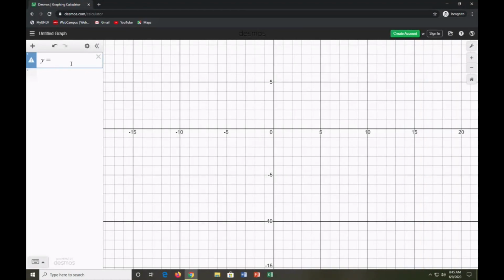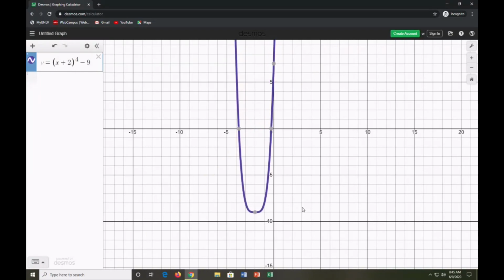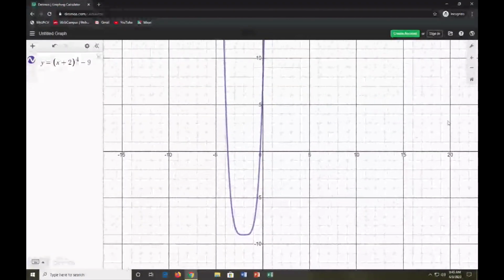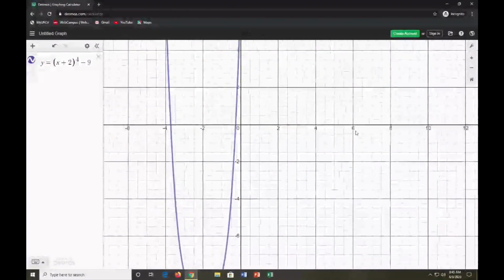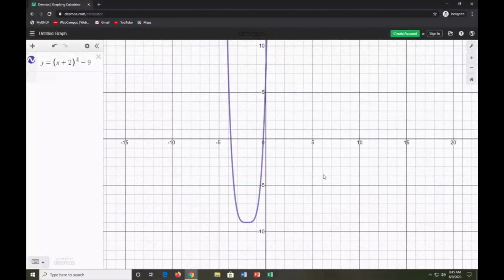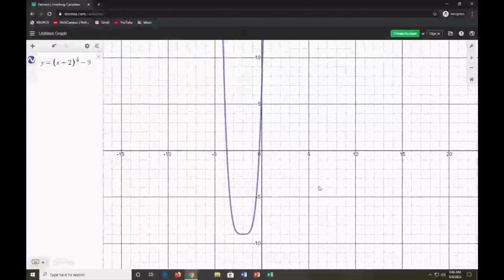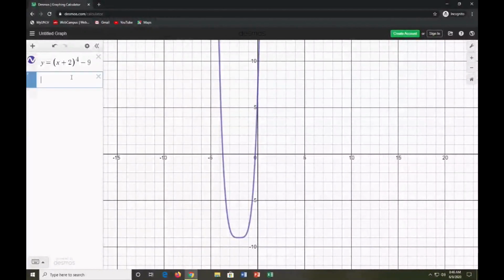So y equals x plus 2 to the fourth power minus 9. Okay? Like that. Let me see if I can zoom in a little more. No, we can't see the whole thing on the screen if I zoom in more. But I will snap to all these points that we found. Let me first snap to the vertex, which is at negative 2 comma negative 9. Right? Negative 2 comma negative 9, right there at the bottom. And I will label it negative 2 comma negative 9.